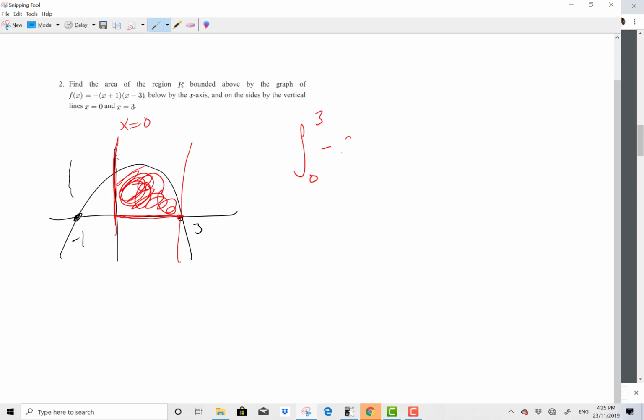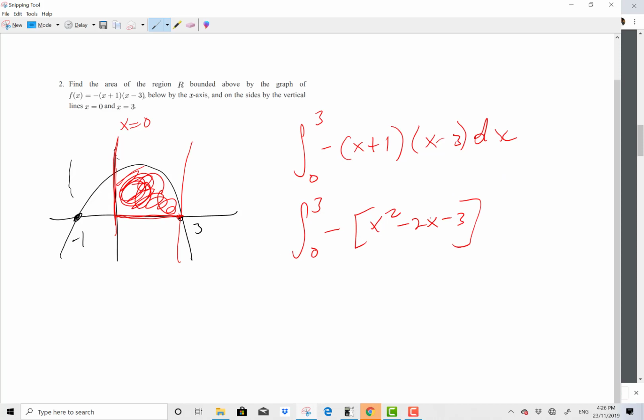And that's going to be negative (x plus 1) times (x minus 3) dx. So with that being the integral, now I simplify. I'm going to have the integral from 0 to 3. Put back my negative sign. If I expand that, I'm going to get x squared minus 2x minus 3. And that's going to be equal to the integral from 0 to 3.